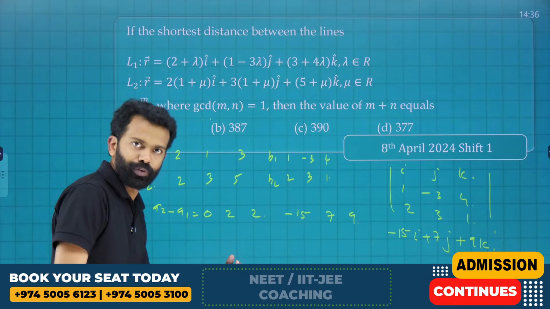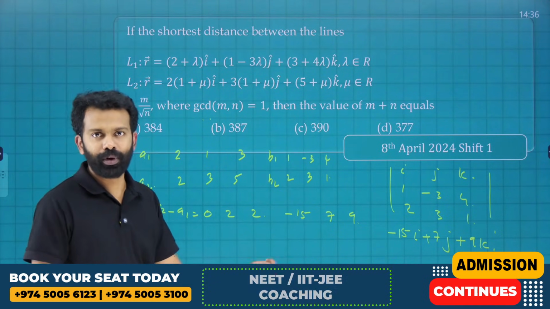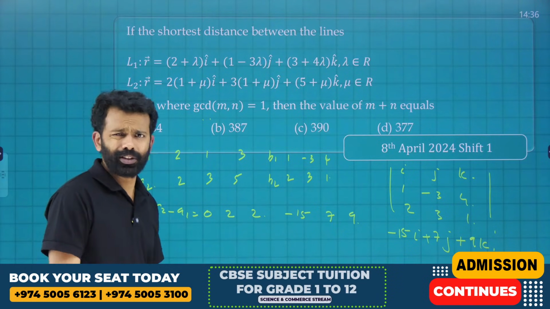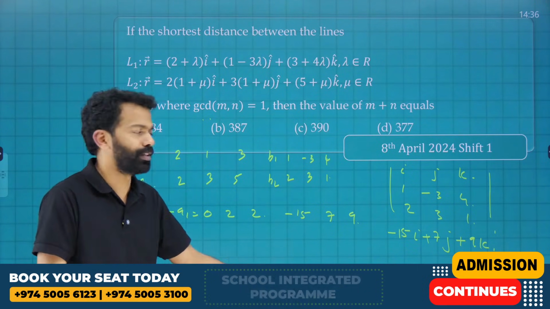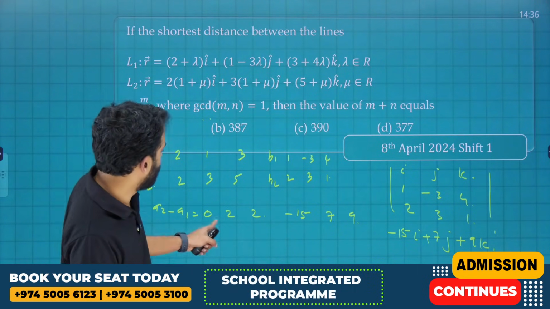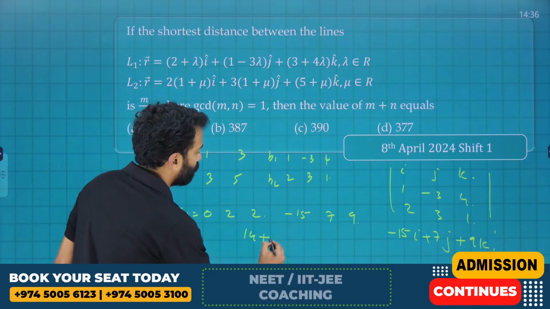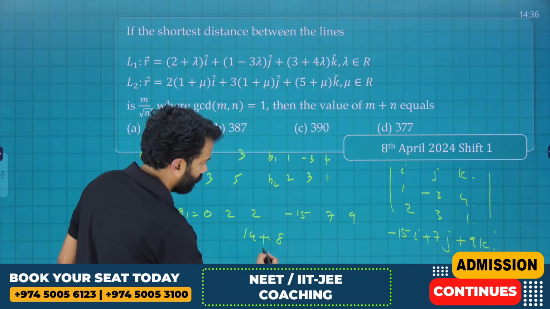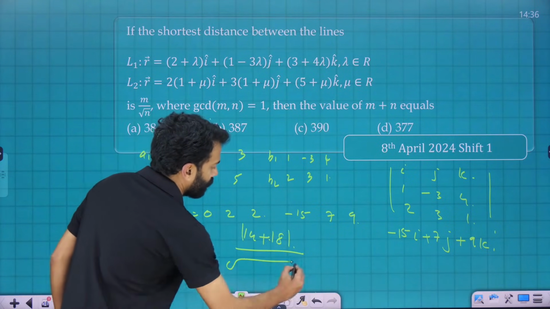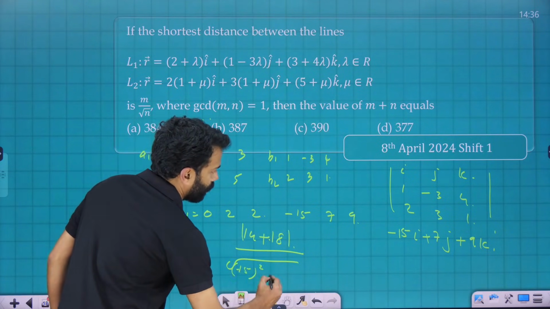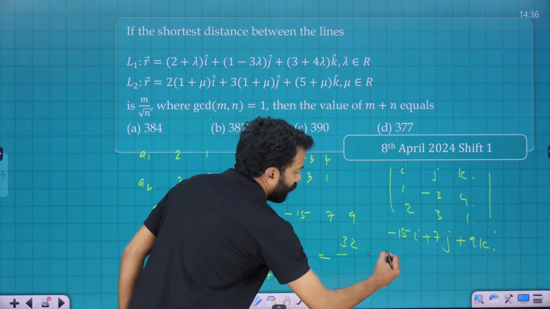All of you should know the formula: a2 minus a1 dot b1 cross b2 divided by magnitude of b1 cross b2. There is no need of writing the formula here. It's a short NCERT question, a 5-mark question on skew lines. After operating it, you will get 0 into minus 15, which is 0, 2 into 7 is 14, 14 plus 2 into 9 is 18, so 32, divided by the modulus, the square root of minus 15 square plus 7 square plus 9 square.